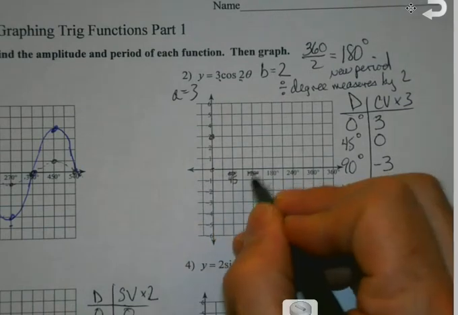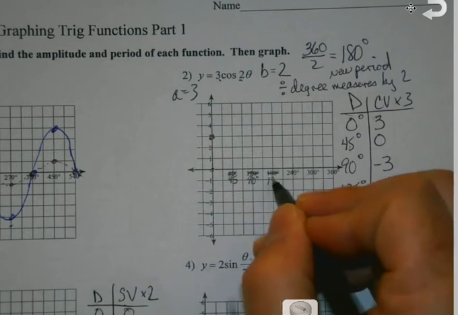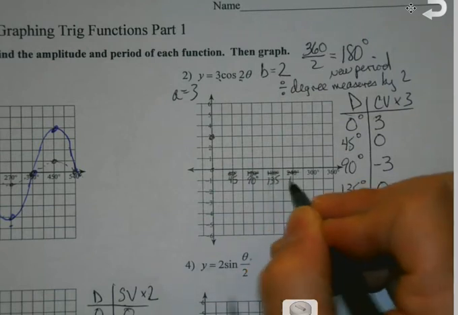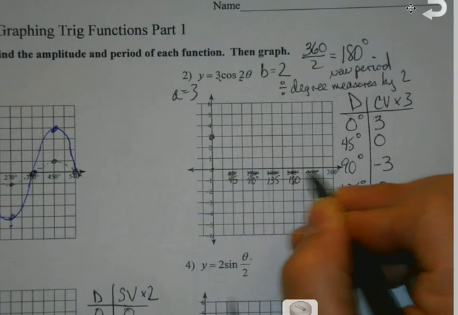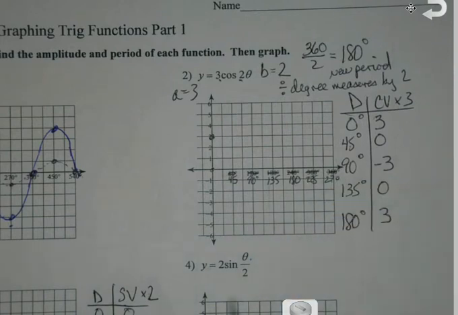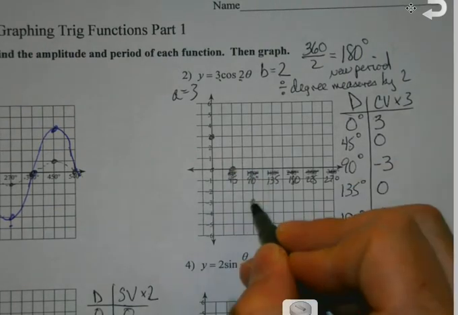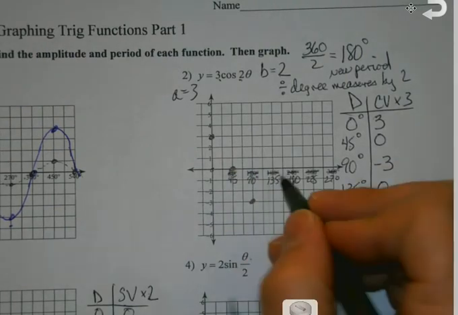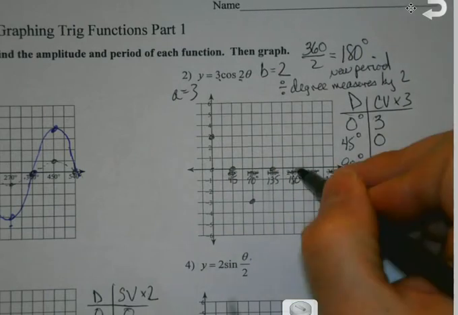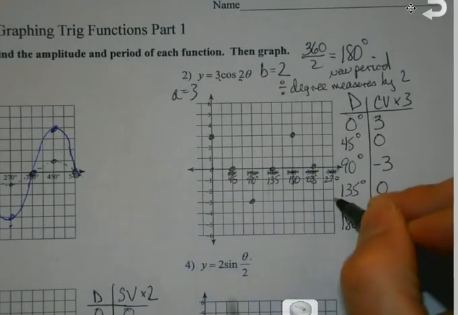Once you get your degree measures and you want to make a change on this, I do not have an issue with you changing these and just having them go up by 45. Okay? So then at 45, we'd be back to 0. At 90, negative 3. 135 is at 0. 180 is back to 3, and just keep going with the pattern.